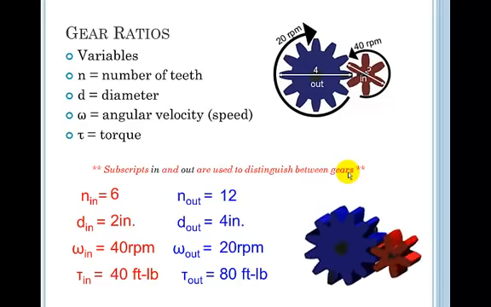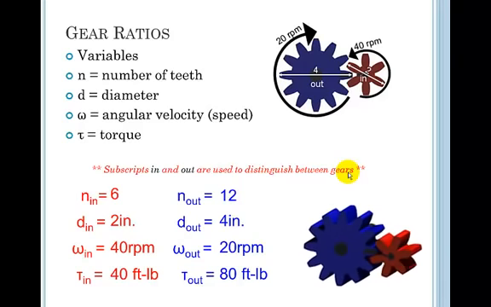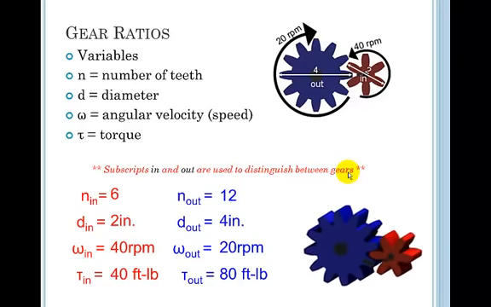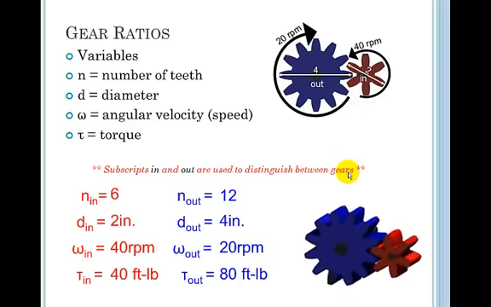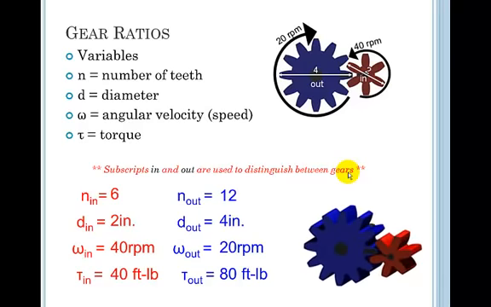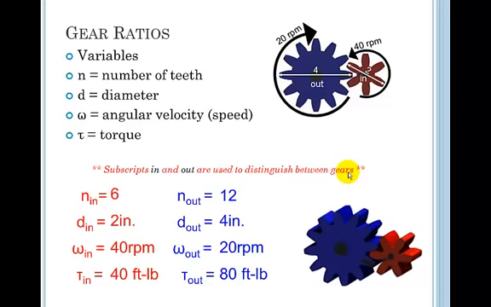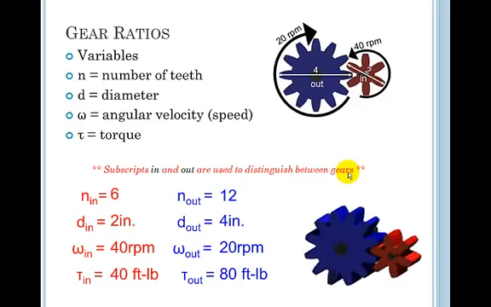The rotational velocity, for the input, it's 40 RPM. For the output, it is 20 RPM. So as I went from a small gear to a large gear, I got a decrease in the rotational speed. I got a decrease in speed.